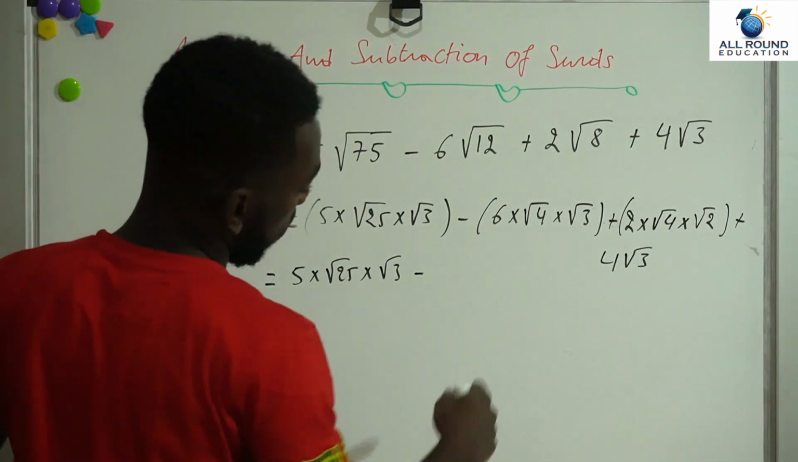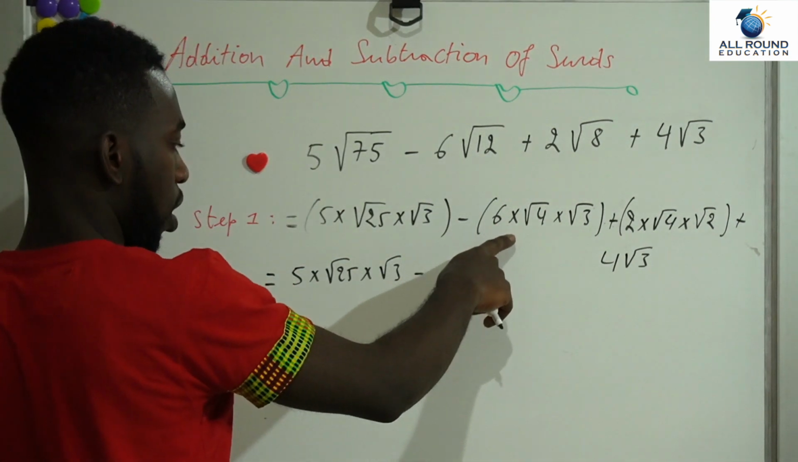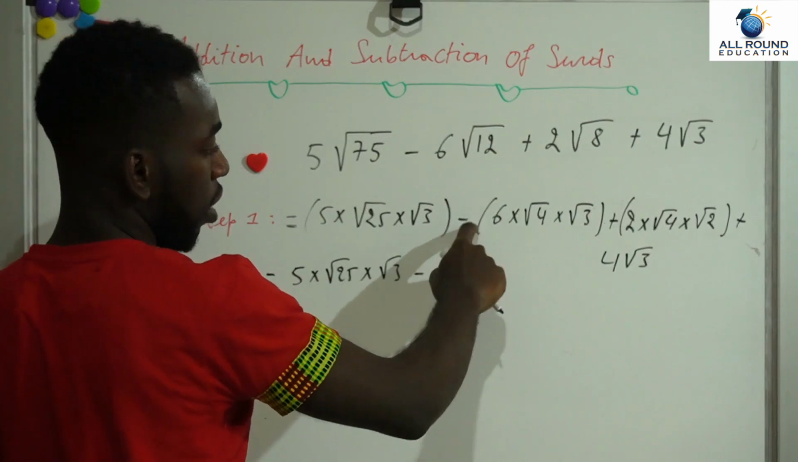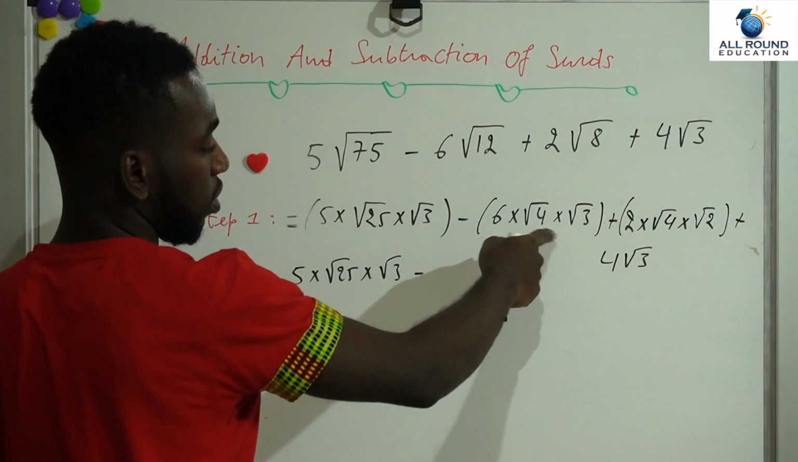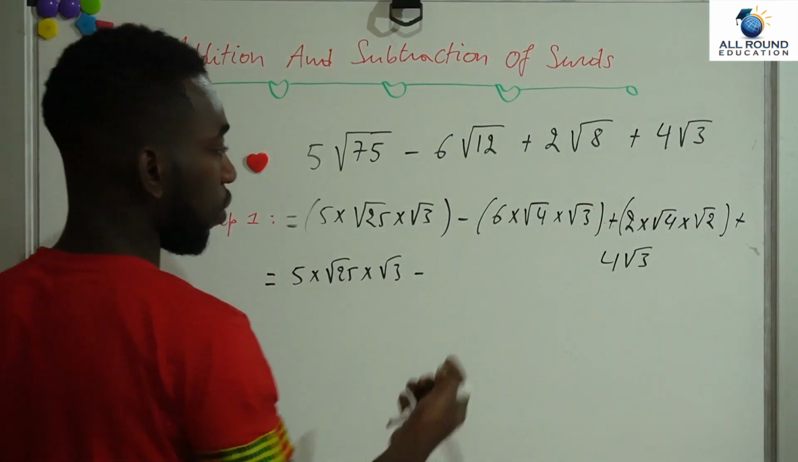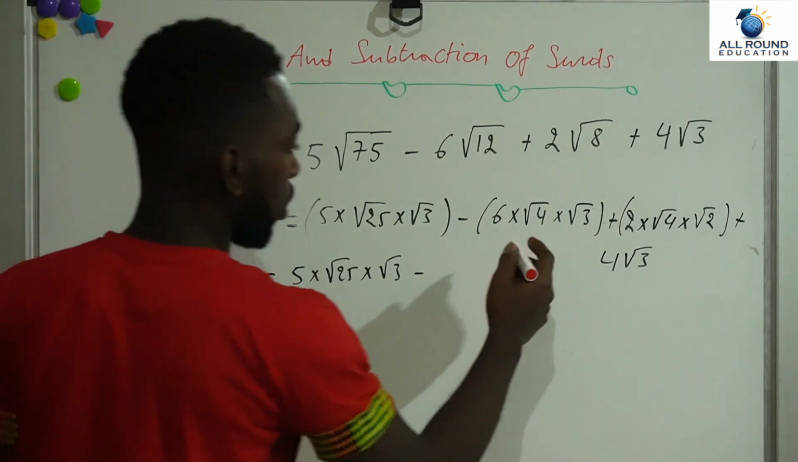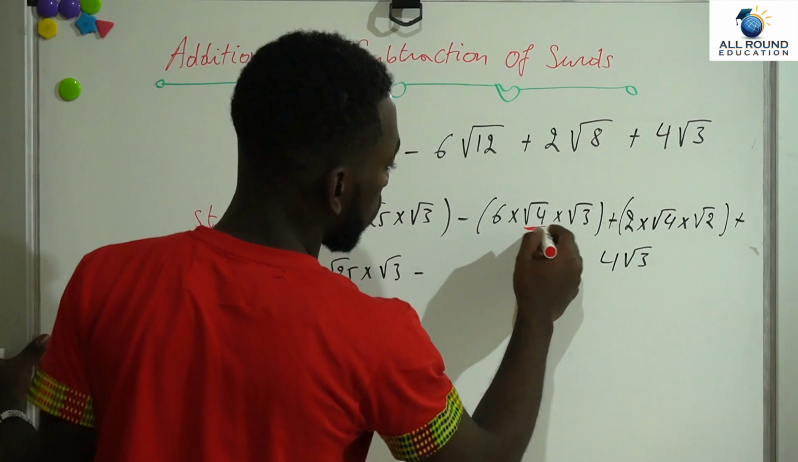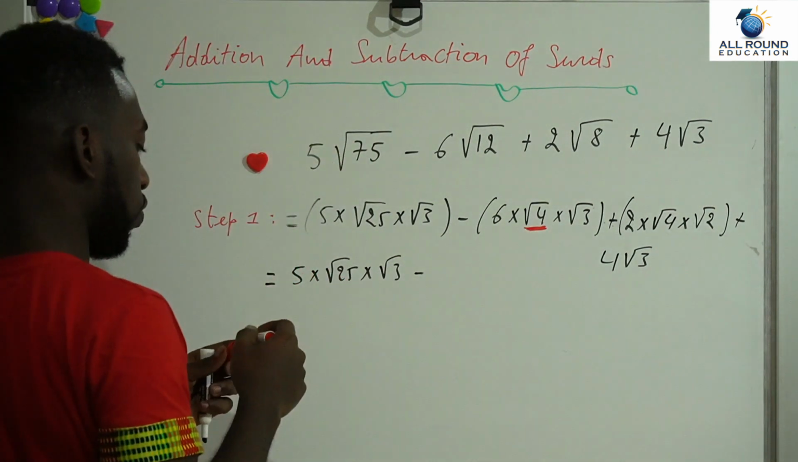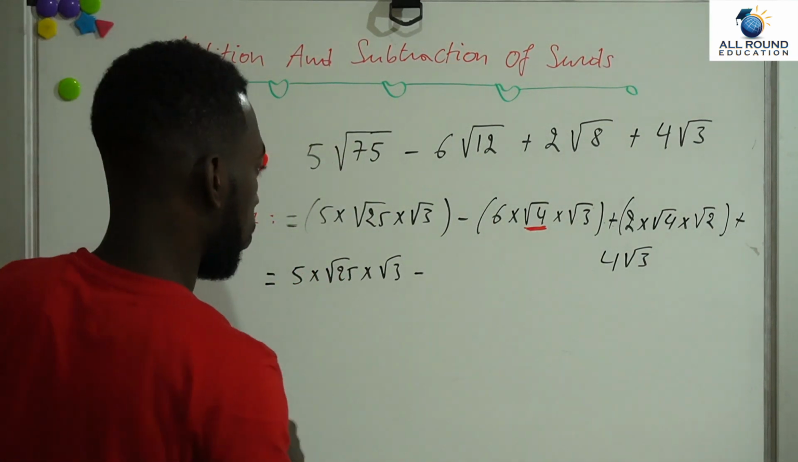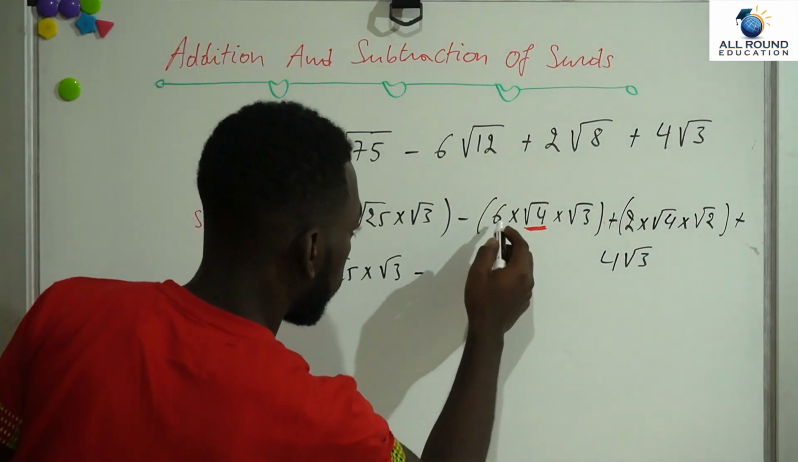Now when we explain this, remember, this is multiplication. Everything here is just multiplication. What we can then do is simplify this, because we know that the square root of 4 is 2, right? The square root of 4 is 2.